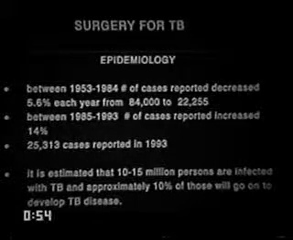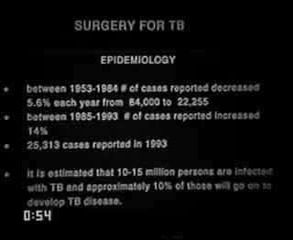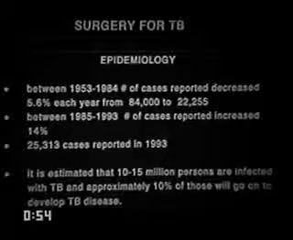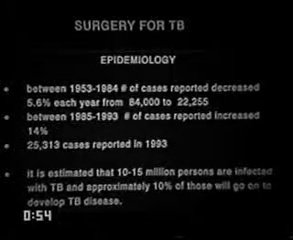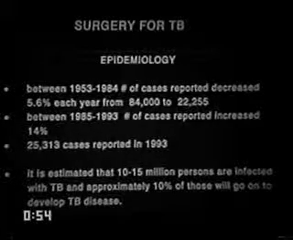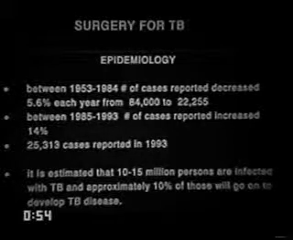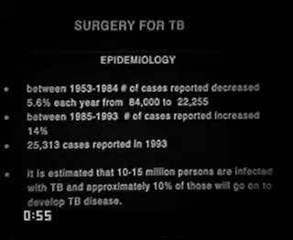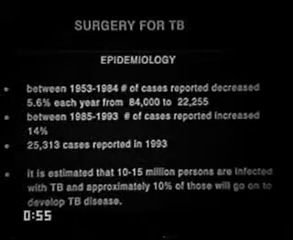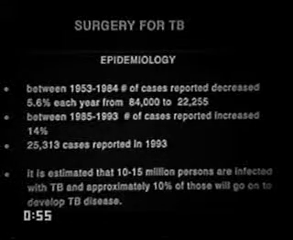The actual increase reported was 14%, so that in 1993 there were 25,000 cases reported in the United States. And I think that number is still increasing. I don't have further data from the CDC. It's not published yet, but I expect that the numbers will continue to increase with the coexisting diseases like HIV, for example. It's estimated that between 10 and 15 million people in the United States are infected with TB. Approximately 10% of those will go on to develop tuberculosis disease.